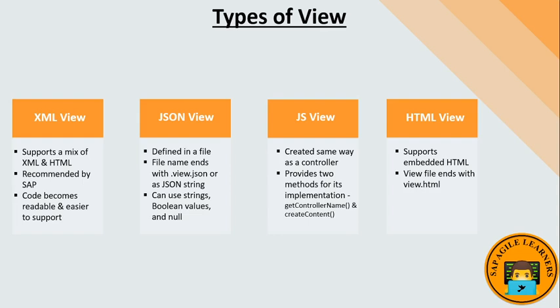The next comes JS view. We create JS view in the same way as a controller and use the suffix .view.js for the file. SAP UI5 provides two default methods for its implementation. Get controller name. The second, create content. And the last view is HTML view. It supports embedded HTML. The view file ends with .view.html.